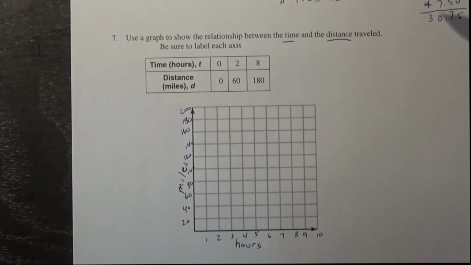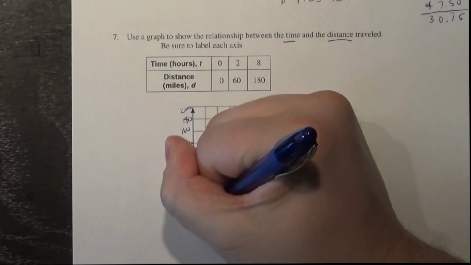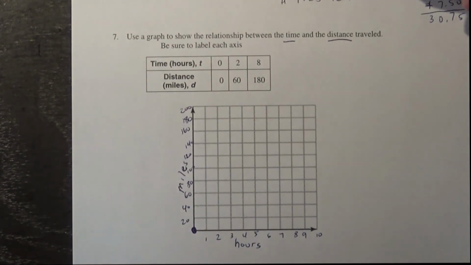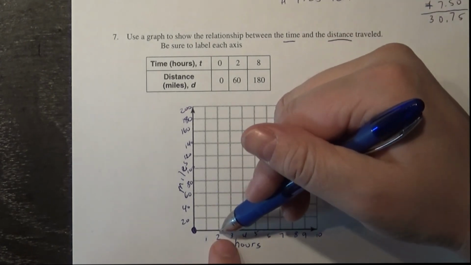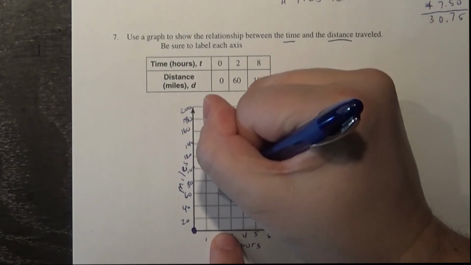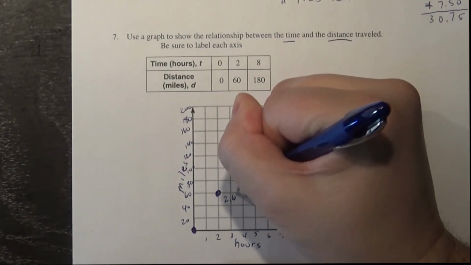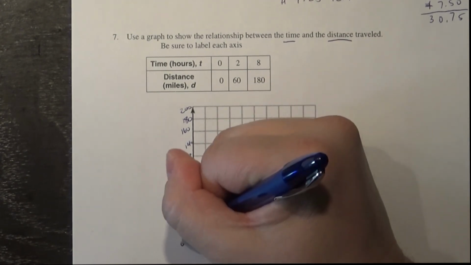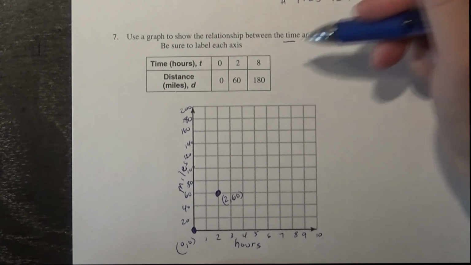All right, so I've got my labels. That's a key thing, just labeling this correctly. Now it's just a matter of plotting points. So I have 0, 0. Well, that's easy enough. Right here is 0, 0. Then I have 2, 60. Now keep in mind, on my chart, I go over 2, because that's where 2 is, and 60 is only going to be up 3 spaces. So right there is 2, 60. I'm going to number that, just so I remember that one, and I should probably do the same for 0, 0. The next one I have is 8 and 180.